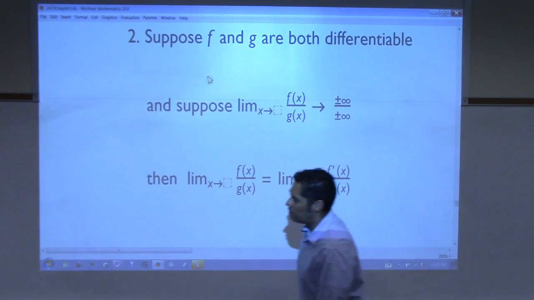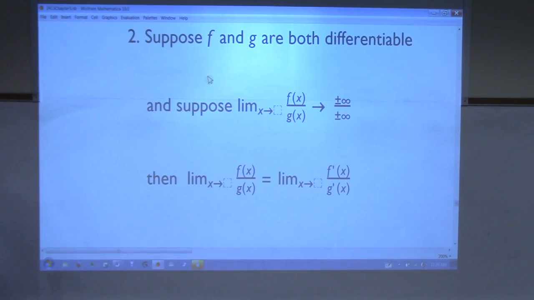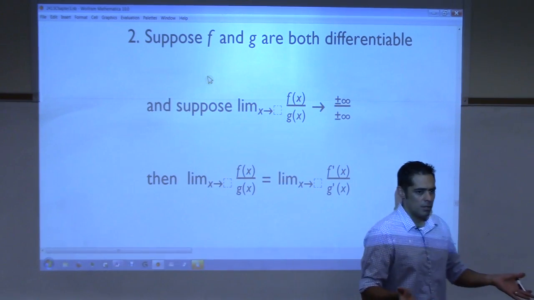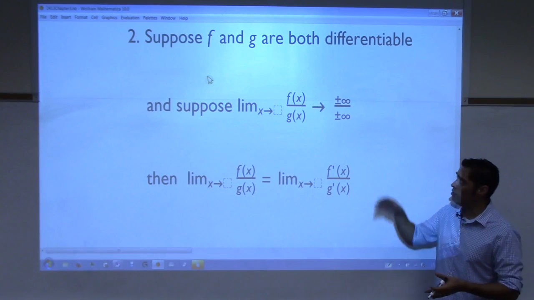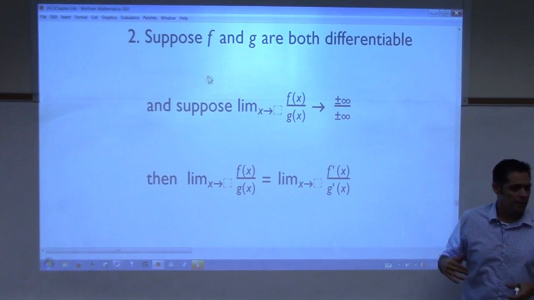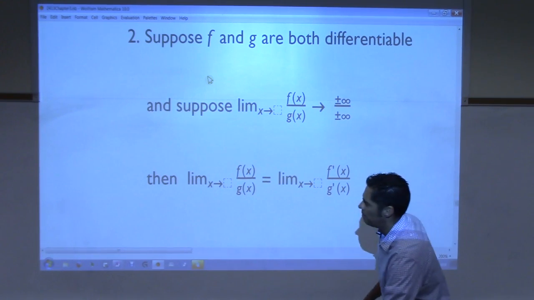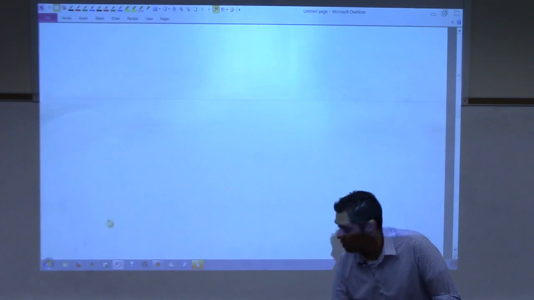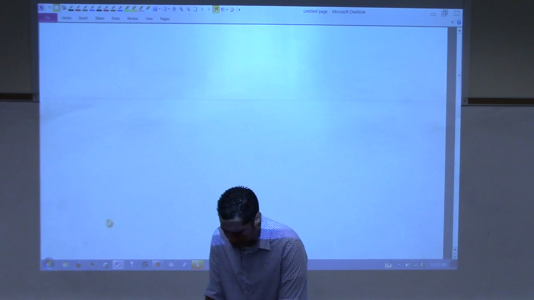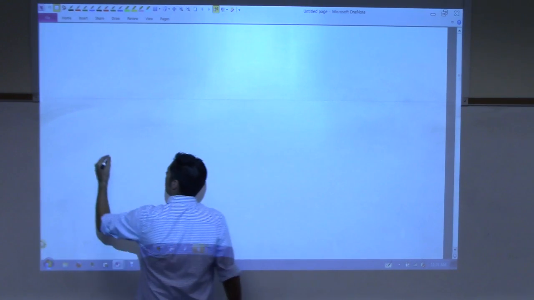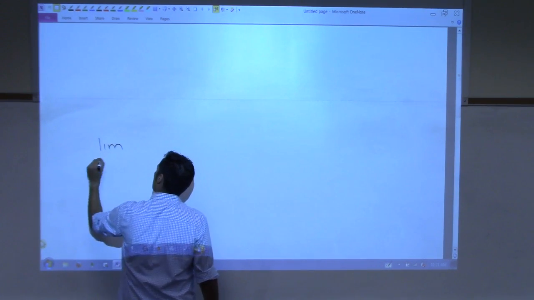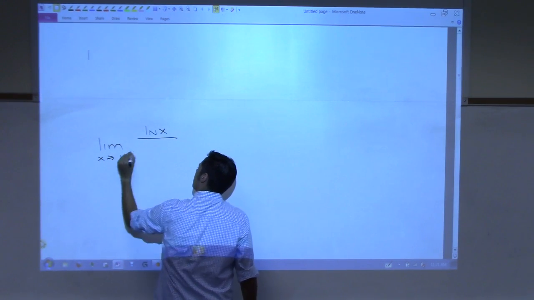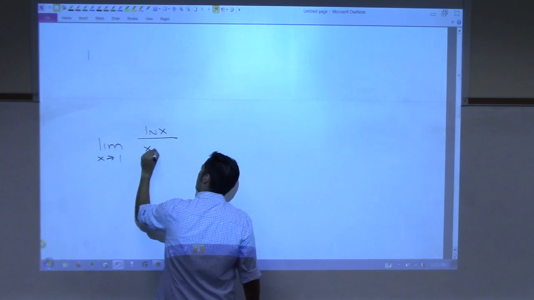So if we ever get this form right here in a limit, 1 to the infinity, you cannot just start doing L'Hopital's rule. You must somehow convert it into 0 over 0 or infinity over infinity, which we'll do, you just have to be patient, all right? So let's start with our first example. Let's take the limit as x approaches 1 of natural log of x over x minus 1.